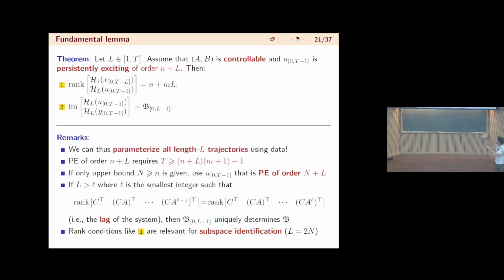So I mean that in subspace identification, you need exactly this rank condition with the choice that capital L is equal to 2 times capital N. So this one simply refers to this.